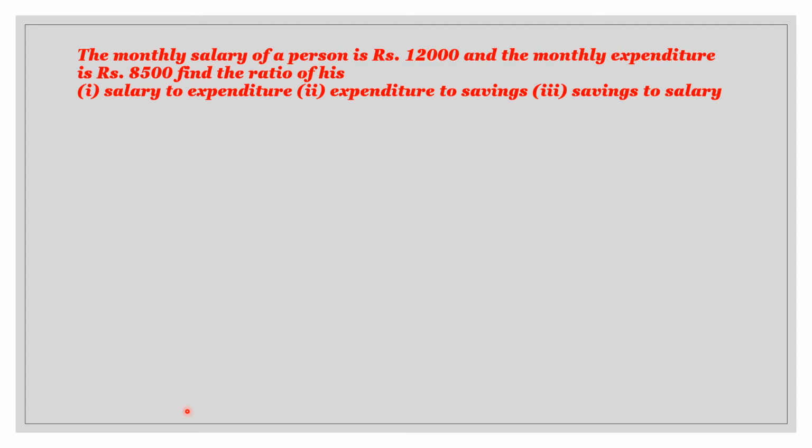Now here the first question that we have in our text is: the monthly salary of a person is 12,000. So what is the monthly salary of that person? It is 12,000. And then it is given that his expenditure is rupees 8,500. What do you mean by expenditure? Expenditure means the amount that you spent.